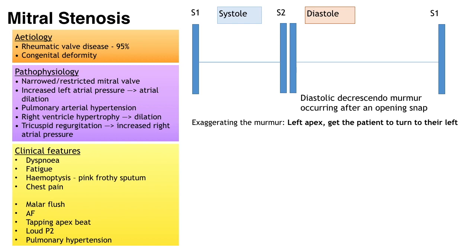Now, this opening snap is the sound of the stiff, non-compliant valves opening. You may also hear a loud P2 component to the S2 sound, and this is a sign that there is pulmonary hypertension. And you also will listen to the lung bases to see whether there's any pulmonary edema due to that pulmonary hypertension. So again, here is a sound clip of mitral stenosis.